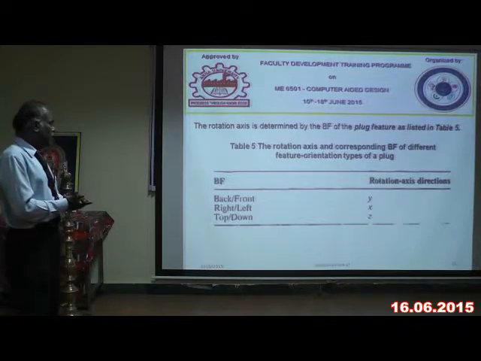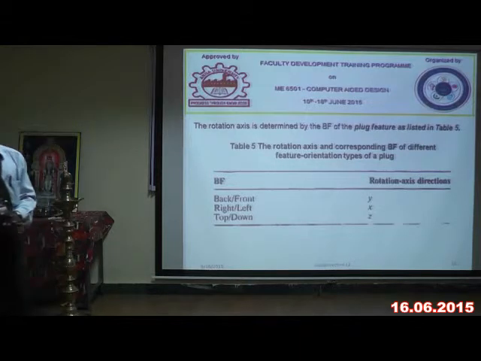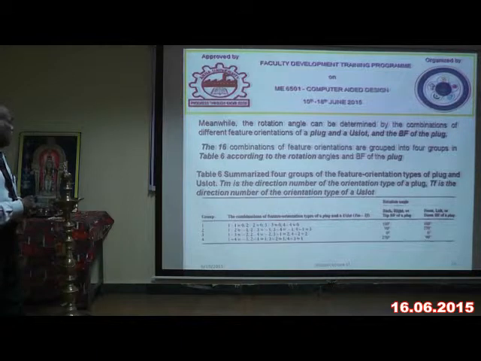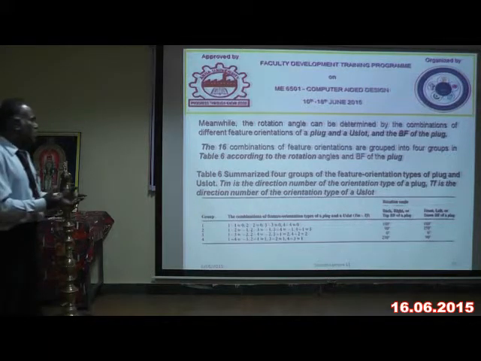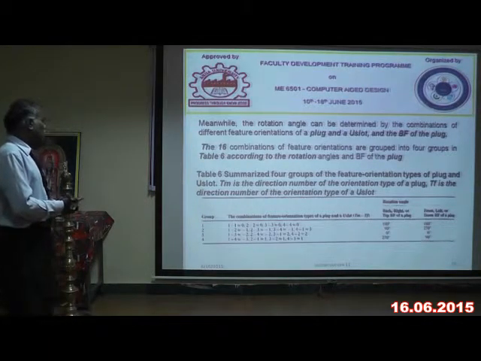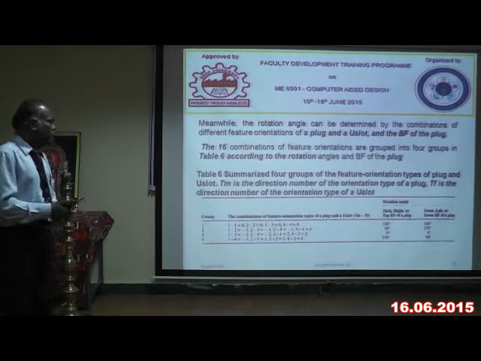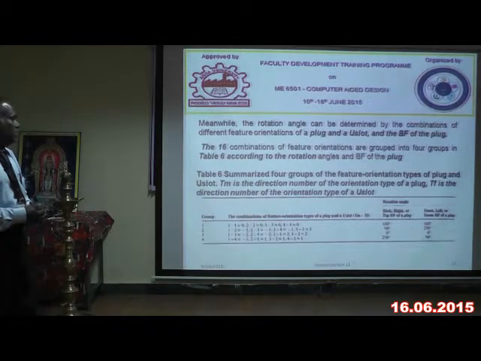Back and front are the y-axis, right and left the x-axis, top and down the y-axis, and the positions. Next, the rotation angles: after positioning, the part should be rotated. If the male part is fixed, the female part should be brought up towards the male part. The rotation angle should be determined by the combination of different feature orientations, plug and U slot, and the boundary faces of the plug.